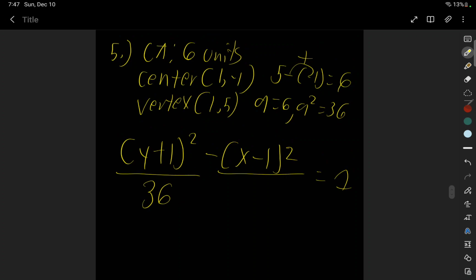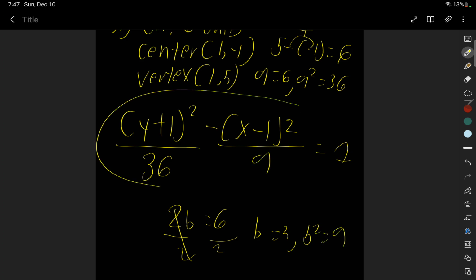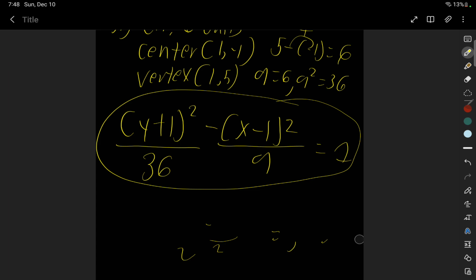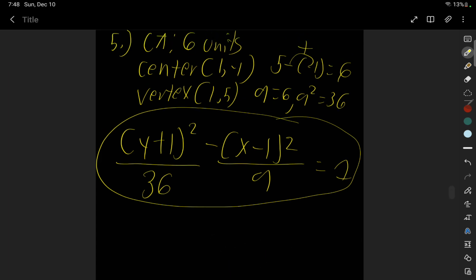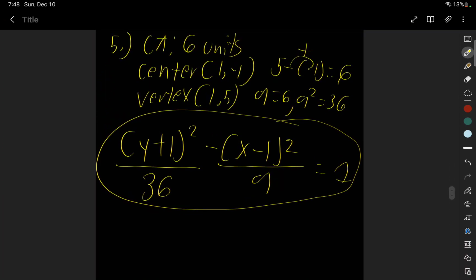Ang tanong, what is the conjugate axis? So, meron tayong 2B is equal to 6, divide both sides by 2. B is 3, then B squared is 9. So, ayun, meron ka nang standard equation ng hyperbola. Kasi class, ang distance from the center to the vertex, that is equivalent to A. Okay? Ito lang siya kasimple.